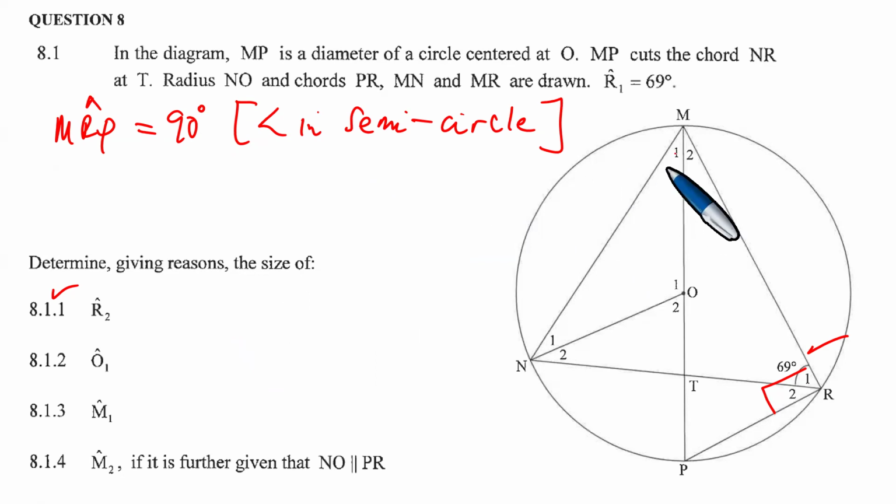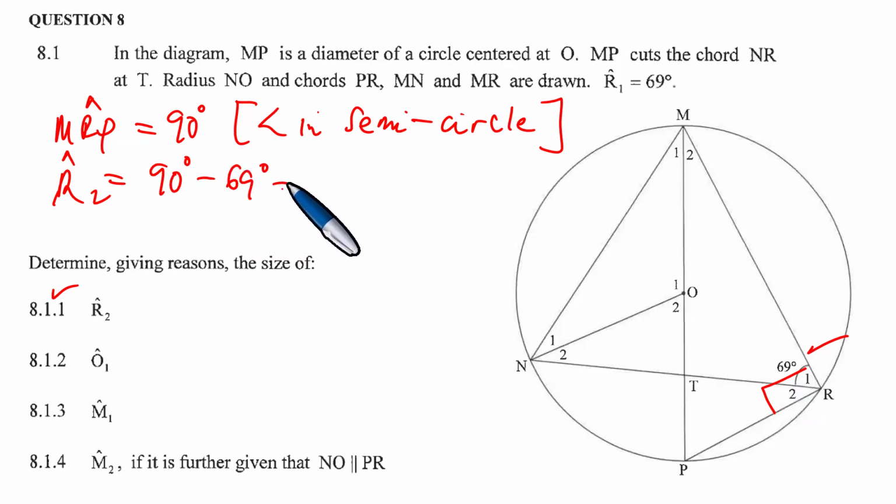Because it's an angle in a semicircle subtended by the diameter, you can tell the examiner why this angle is 90 degrees. Then you say the angle R2 is equal to, because the whole angle is 90 degrees, you just subtract the 69, so 90 degrees minus 69 degrees, which is equal to 21 degrees. So the angle R2 equals 21 degrees.